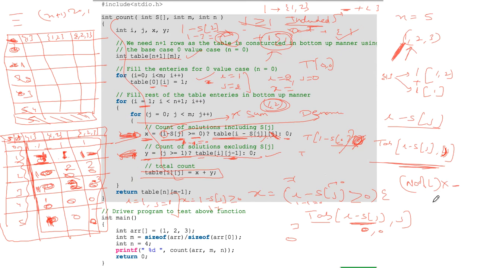Right? So number of levels will be exponential. Number of levels will be exponential. Right? So 2 raised to power n. Right? And let's come to this solution. How much time will it take?